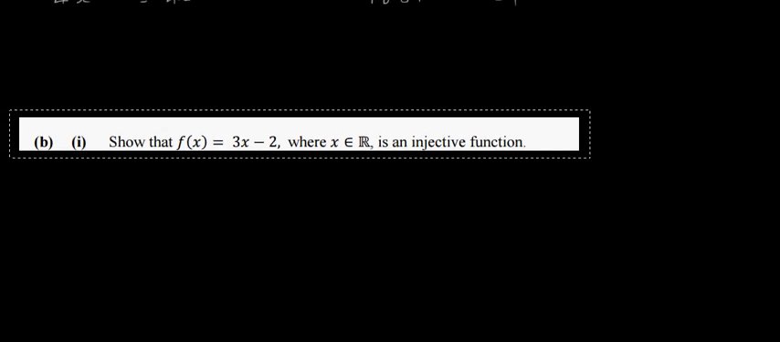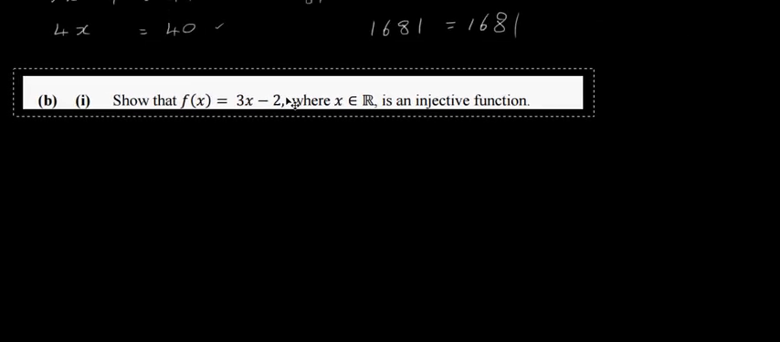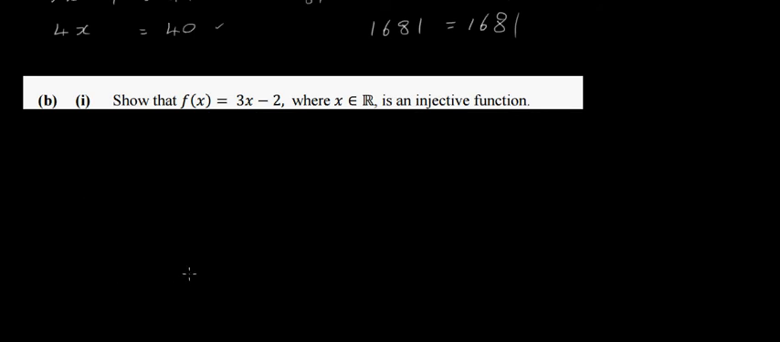Let me just grab this and move it up a little bit as well. Okay, so let's see. Just move it up a little bit further. Okay, now what does this say? Show that f of x is equal to 3x minus 2 is an injective function. Okay, so injective functions are one-to-one functions. In other words, each output is the image of a unique input.